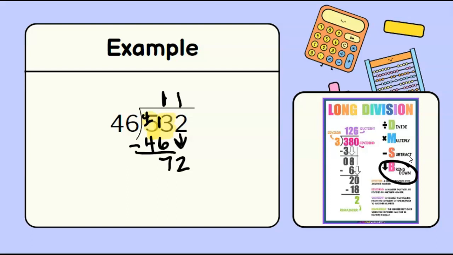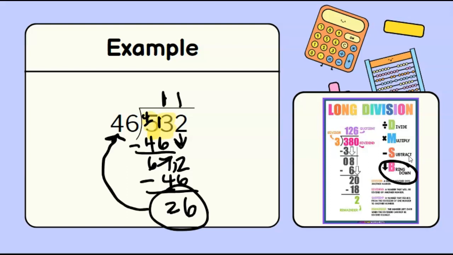I'm going to multiply that out and subtract again. Borrow. I know 12 minus 6 is 6. 6 minus 4 is 2. My remainder is officially smaller than my divisor, so I know that I can stop, which leaves me with my quotient on the top and a remainder of 26. So 532 divided by 46 is equal to 11, remainder 26.